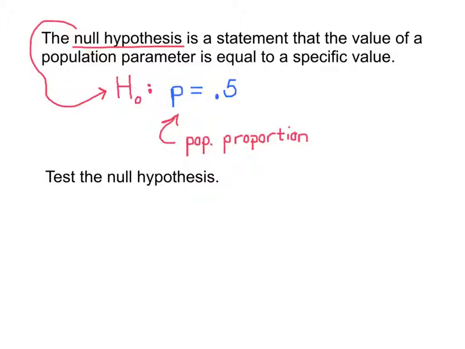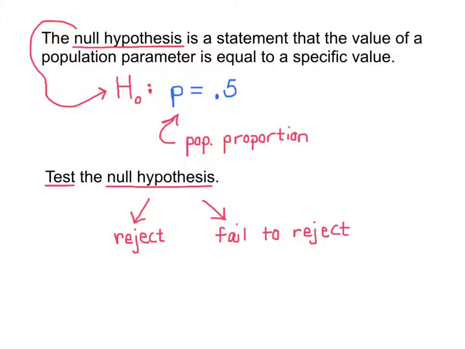And when we're doing hypothesis testing, what we're going to do is test the null hypothesis. And when we test it, there are two possible results. We will find that the null hypothesis is rejected. So we either reject the null hypothesis or we fail to reject. So two possibilities. We either reject it, it's not true, or we fail to reject it. Those are the two possibilities.